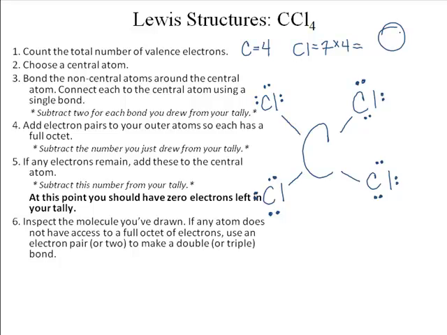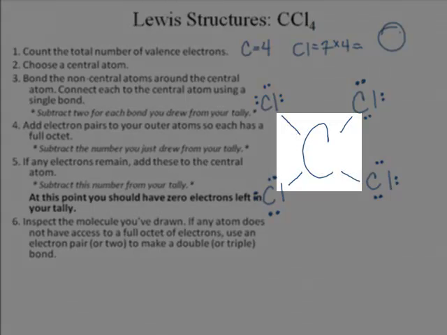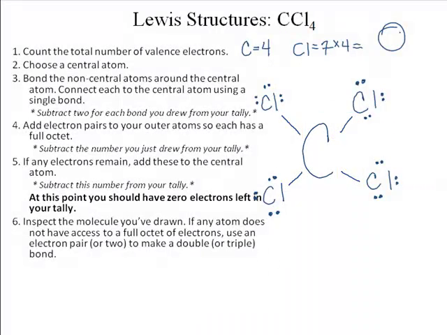The last atom I need to check is carbon. The carbon has access to 2, 4, 6, 8 electrons because it has a total of 4 single bonds around it. So the carbon has access to 8 electrons. It has a complete octet, so it's stable. Because each of the atoms involved has access to a perfect octet of electrons, this molecule is now complete. This is the Lewis structure for carbon tetrachloride. We didn't need to do any double or triple bonds because all of the atoms were completely satisfied and had a perfect octet without having to do any more sharing.